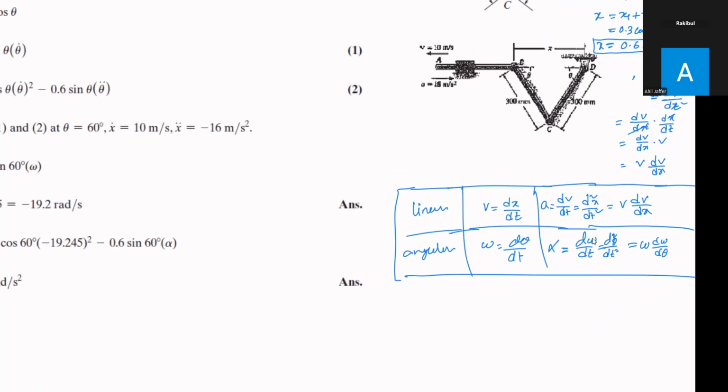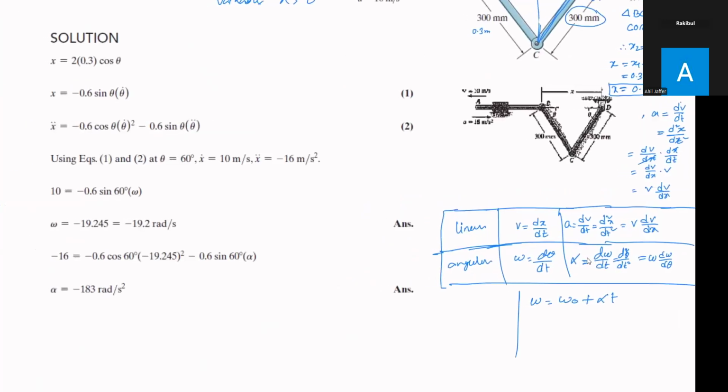You see, this is angular velocity, and this is linear velocity. This is angular acceleration, this is linear. Isn't it exactly the same? And what is the condition for this formula? Like the other formulas, if you remember omega equals omega naught plus alpha t, and v equals v naught plus at.